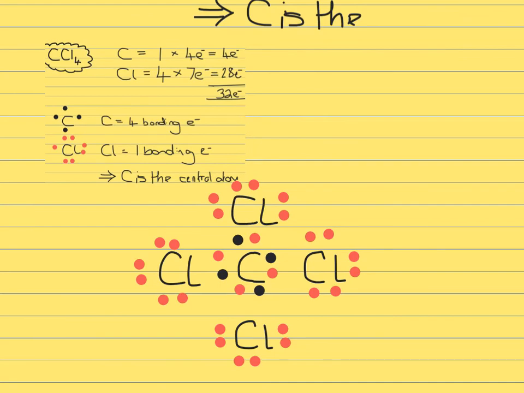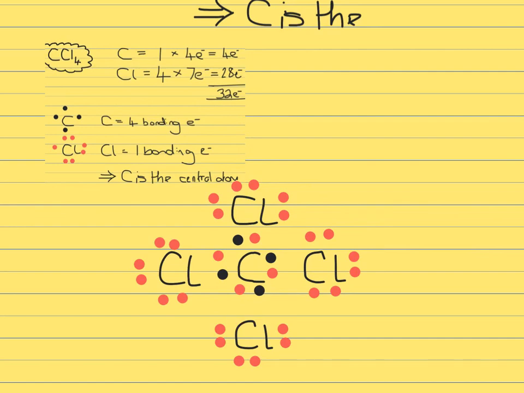So now we need to think back to our first step where we figured out how many electrons we were dealing with, and figure out have we used up all those 32 electrons. So if I have a look, I've got 2, 4, 6 on this chlorine, and 2, 4, 6 here, and 2, 4, 6 here, and 2, 4, 6 here.